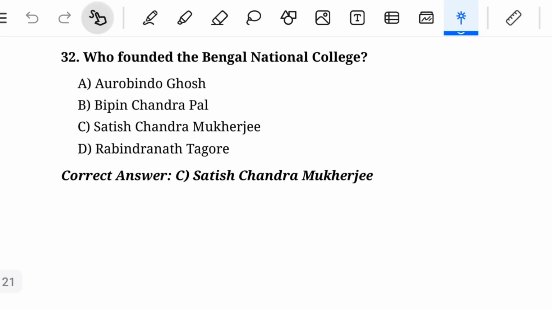32. Who founded the Bengal National College? A. Aurobindo Ghosh. B. Bipin Chandra Pal. C. Subodh Chandra Mullick. D. Rabindranath Tagore. Correct answer C.